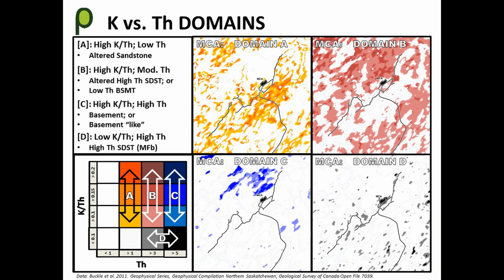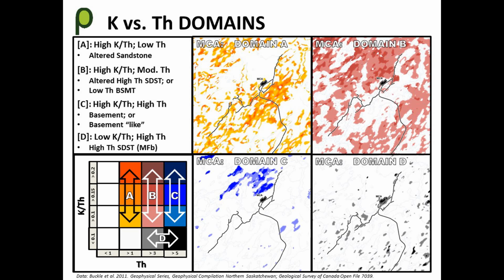So taking this, we then need to break out the different groups. There's a little box there that shouldn't be there. But basically the idea is, within each one of these different domains, what do the potential uranium anomalies mean?